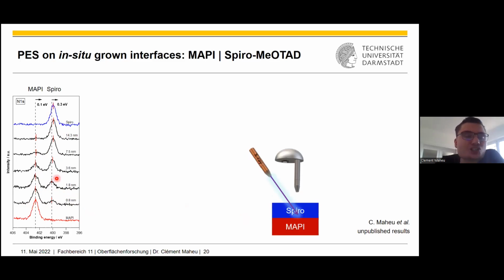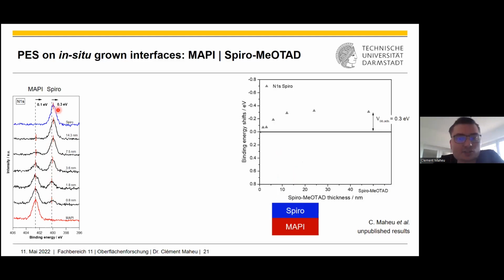And again, you can check the binding energy shift of your different peaks. And here you can see that if you follow the spiro peak, you have a shift to lower binding energy of 0.3 electron volts. And this indicates a band bending at the interface of your material. So when you're far away from your material, you are 0.3 electron volts off the reference binding energy that you measured when you were at the interface.